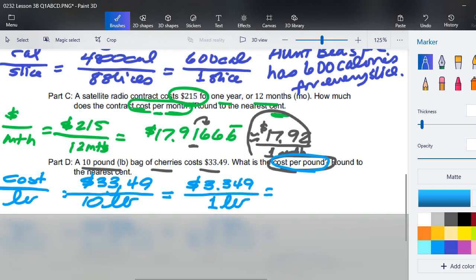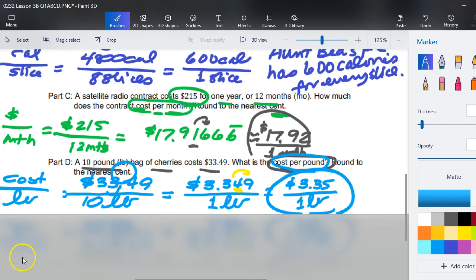But if it wants us to round to the nearest cent, then I'm getting $3 and, let's check this out, cents, that, $3.35 for every pound. So this would be something that I could write a sentence about, that when I go to the store to buy cherries, I have to know that for every pound I buy, I am paying $3.35.